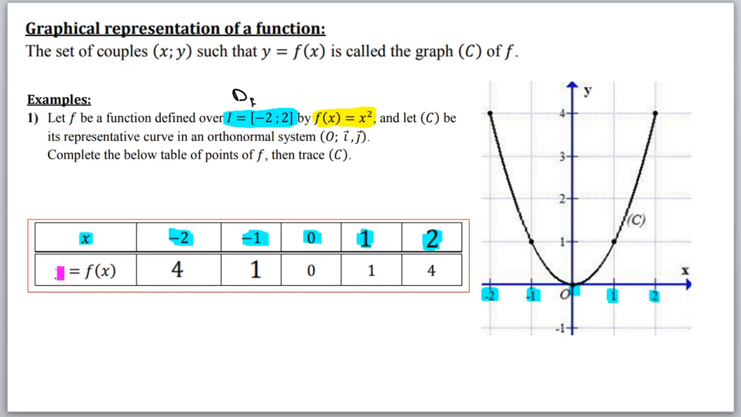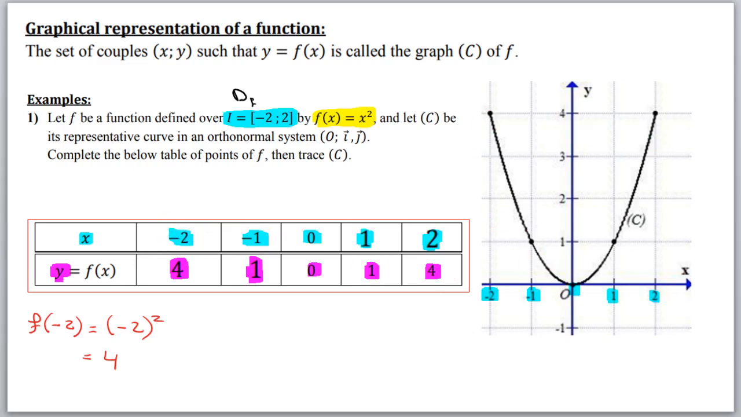Okay, different color for y. Now I need to calculate. Here you can see they are already calculated, but let's make sure. f of minus 2, meaning find the image of minus 2 by f. If I say f of minus 2, equals minus 2 all squared, because f of x equals x squared. So what is it here? It's 4. So the first one is 4. Second, minus 1 squared becomes 1. 0 squared becomes 0. 1 squared becomes 1. 2 squared becomes 4. Okay, so these are the numbers.